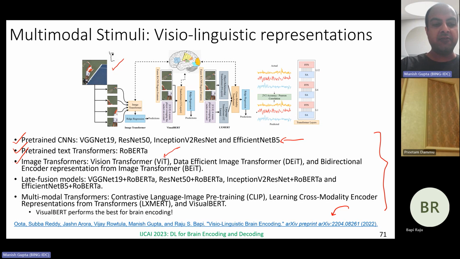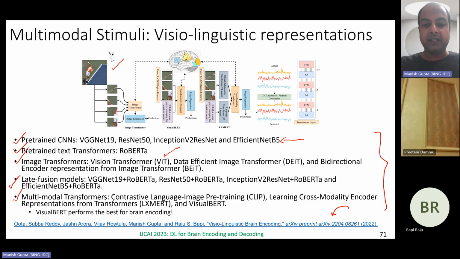And then, as I mentioned, we also experimented with late fusion models because that has been the obvious way of combining the image modality and the text modality together. VGG combined with RoBERTa or ResNet combined with RoBERTa and so on. And then lastly, we also experimented with multimodal transformers, leveraging the state of the art.